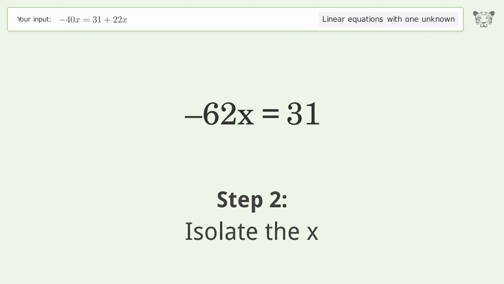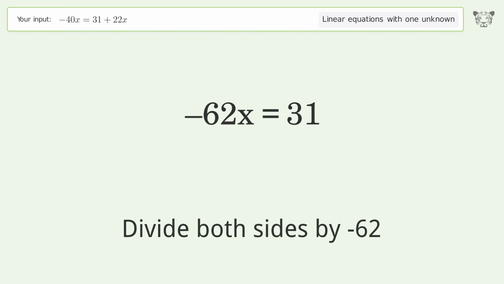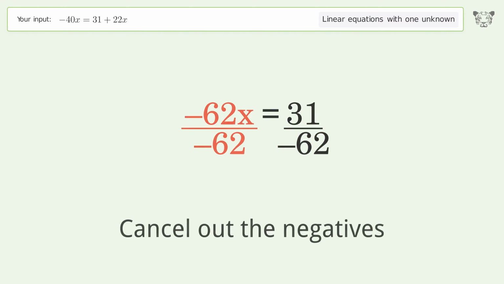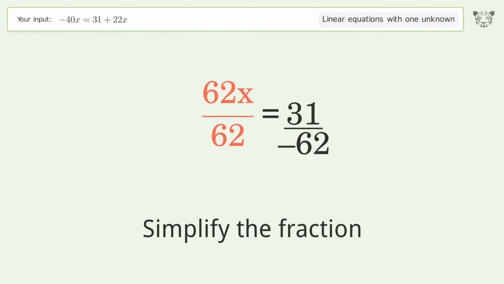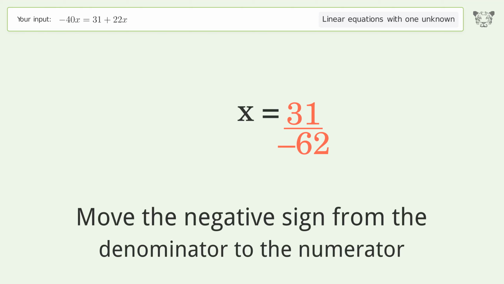Isolate the x. Divide both sides by -62. Cancel out the negatives. Simplify the fraction. Move the negative sign from the denominator to the numerator.